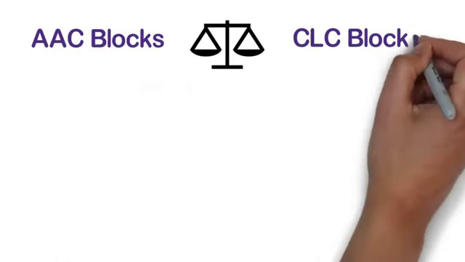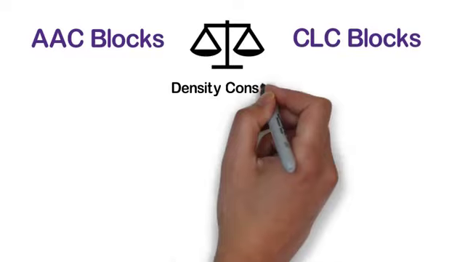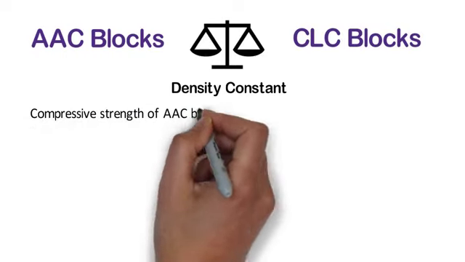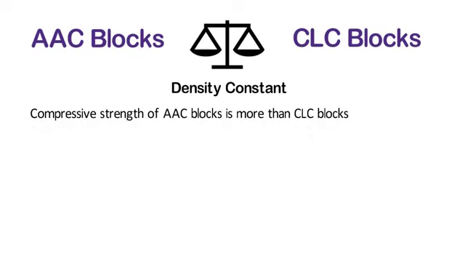Cost of construction. AAC blocks are expensive as compared to CLC blocks, whereas CLC blocks are cheaper when compared with AAC blocks. If we compare AAC blocks with CLC blocks by keeping the density constant, then all the parameters are almost similar except compressive strength. The compressive strength of AAC blocks is more than CLC blocks. Only the drawback is cost.